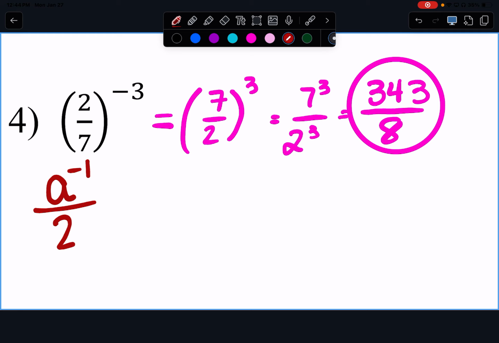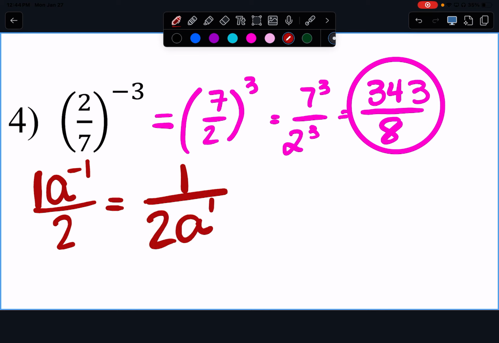So if I have something like this, is the whole thing being raised to a negative power, or is it just the A? Just the A. So do I need to flip the whole fraction? No, because it's just the A that needs to be flipped. In that scenario, we would leave the coefficient of that A alone. What's in front of it? 1. We're going to leave the 1 alone, and then move the A down.